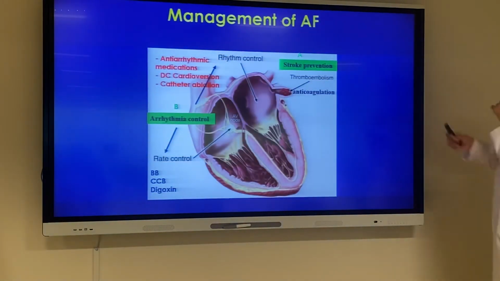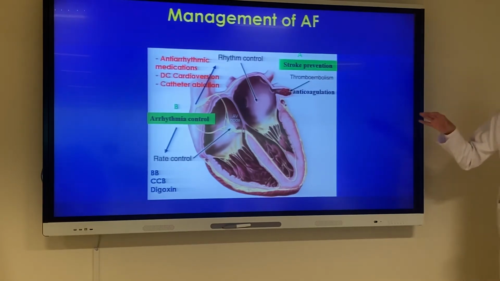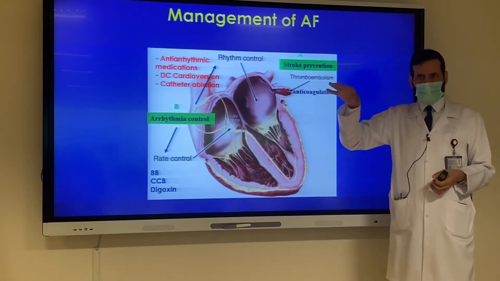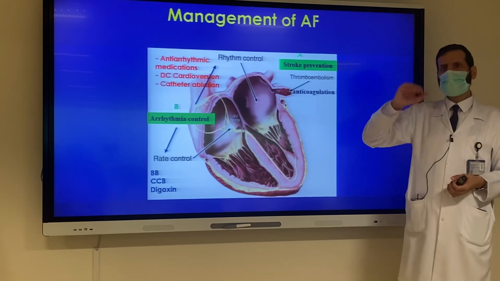How to manage? Just an outline of the management. So first of all, think about prevention of thromboembolism. Not every patient with AFib has the same risk. So we usually differentiate between valvular and non-valvular. And for non-valvular, we have the CHA2DS2-VASc score. We don't need to know it for now, but know that there is a risk score.